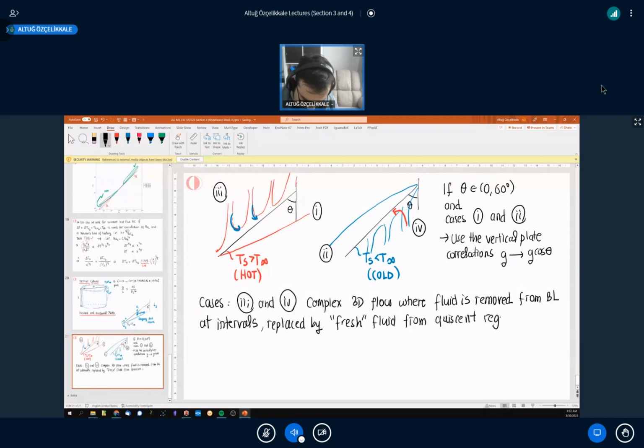There you go. Okay, so that's going to result in enhanced heat transfer compared to the other surface of the plate.